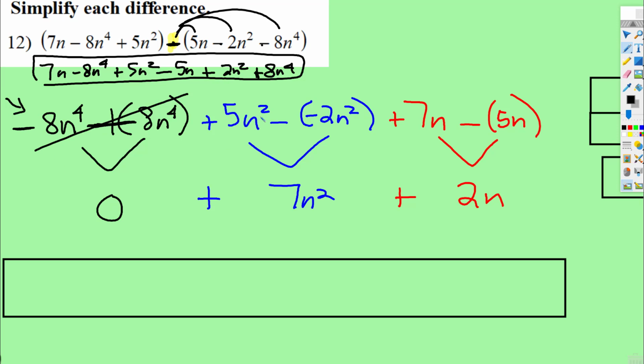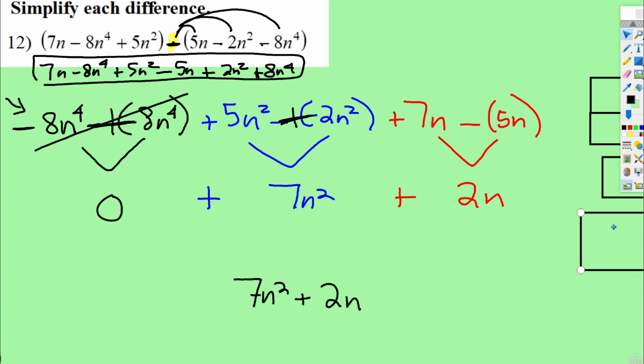And then 5n squared, subtract a negative means the same as adding a positive. So the result is 7n squared. And then 7n subtract 5n leaves 2n. So the final result will be 7n squared plus 2n.